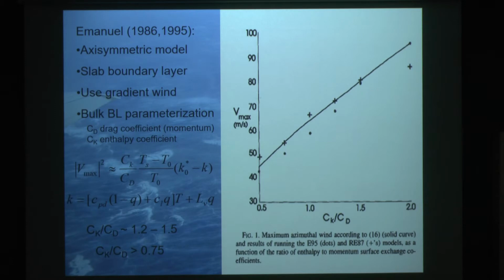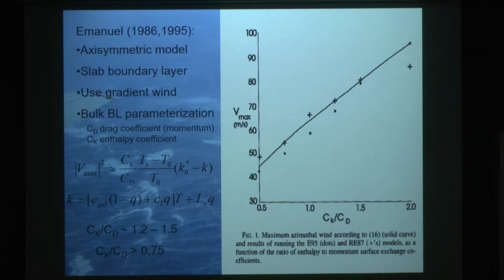This is a figure from Kerry Emanuel's 1995 paper. Kerry Emanuel is a famous MIT professor. He relates the maximum potential hurricane intensity to this very simple equation. For climate studies, people always use this equation for the potential maximum intensity. So Vmax is the hurricane intensity.